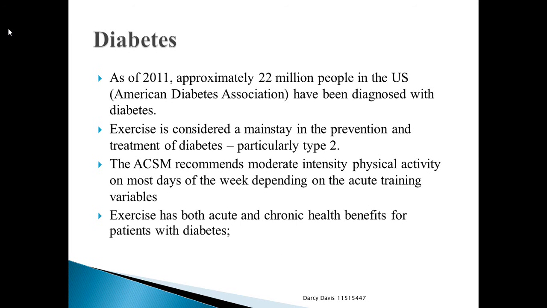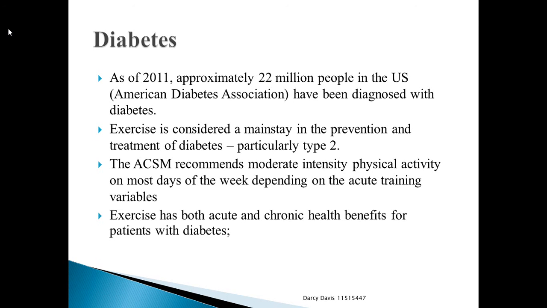Diabetes. As of 2011, approximately 22 million people in the US have been diagnosed with diabetes, a metabolic disorder resulting in resistance to insulin or the failure to produce it, resulting in hyperglycemia. The Centers for Disease Control and Prevention also consider diabetes to be at epidemic proportions in the United States. Exercise is considered one of the main treatment methods for type 2 diabetes and can also yield benefits to those with type 1.